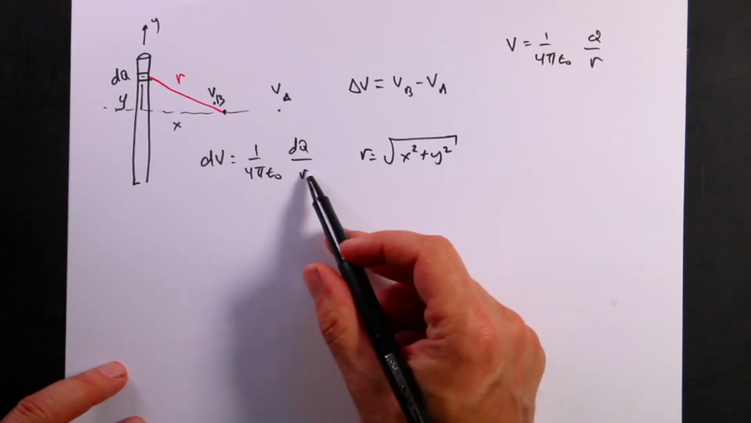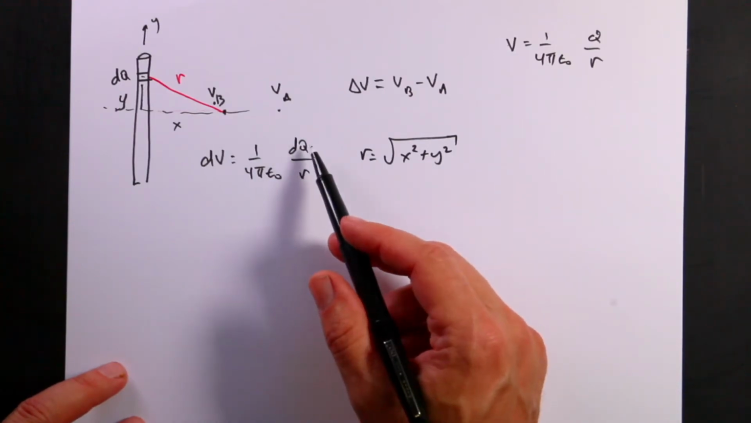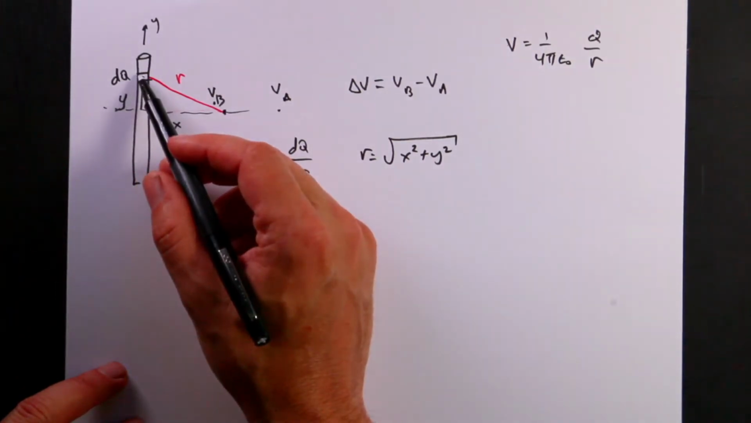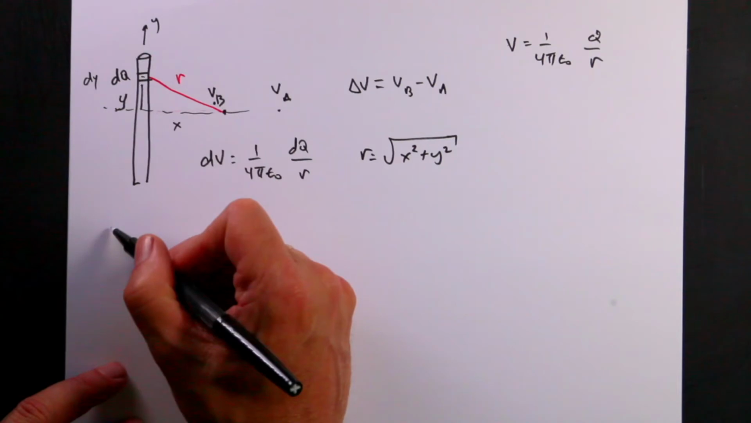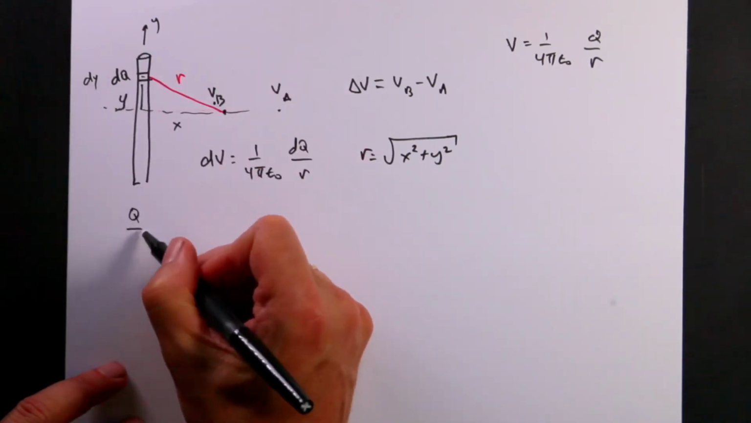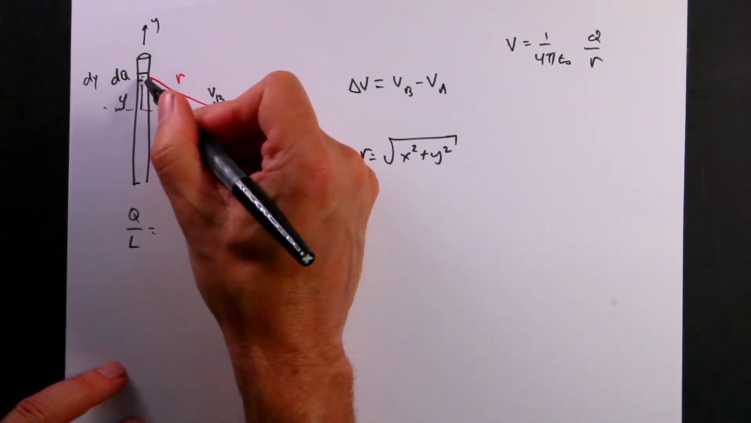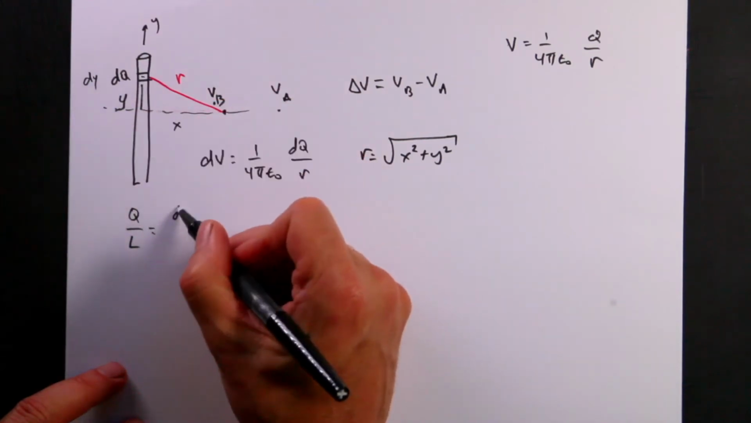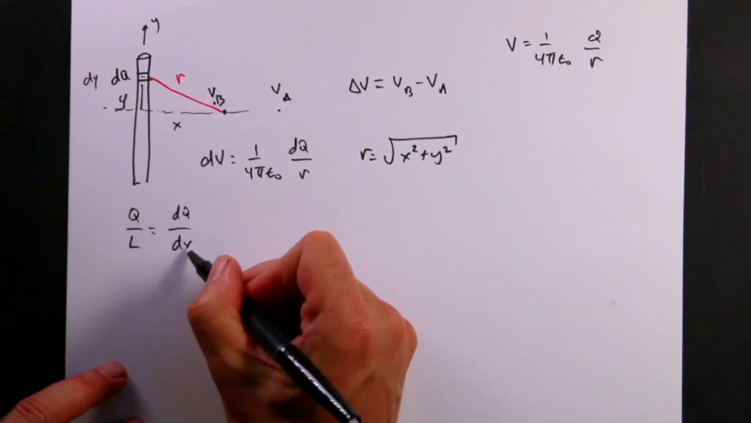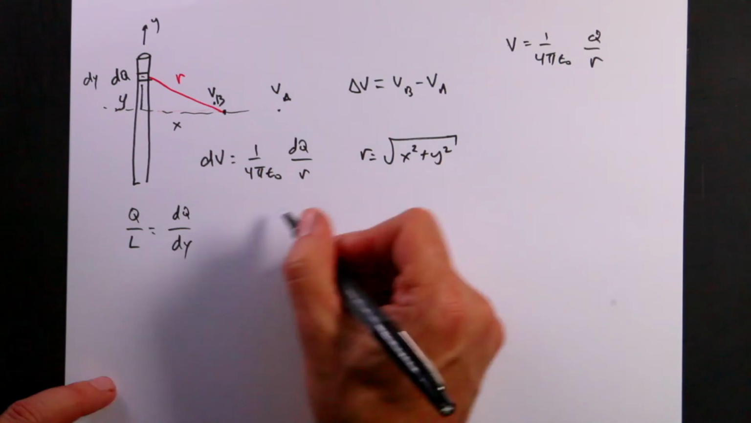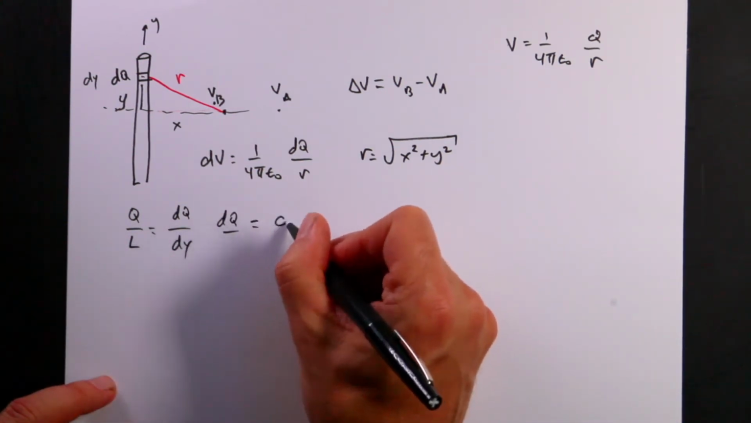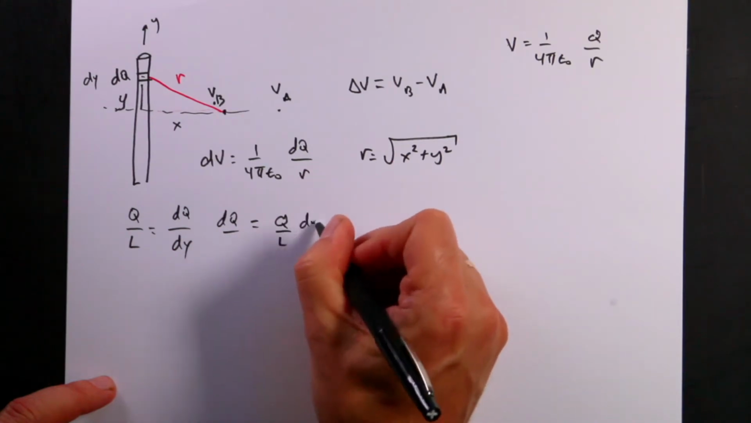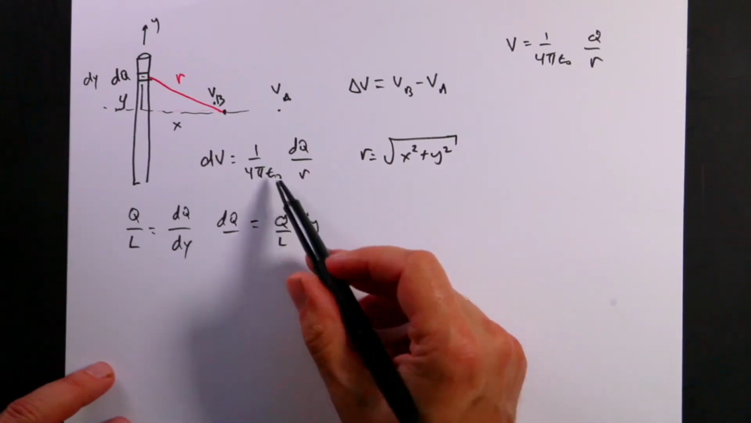So I can put that in down here. Now what about dq? I can't integrate dq, but I can get dq in terms of dy. If the whole thing has a charge q and a length L, then the charge of this little piece is dq over its length dy. So dq is going to be equal to q over L dy.